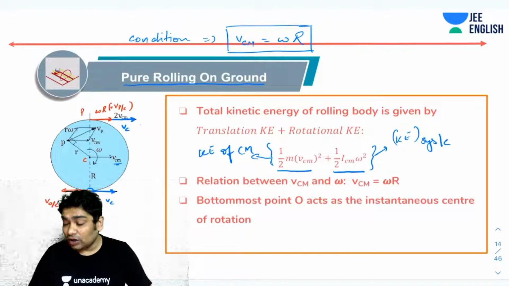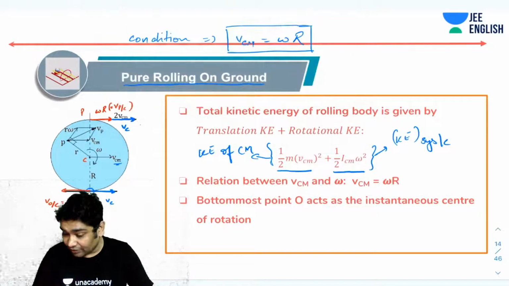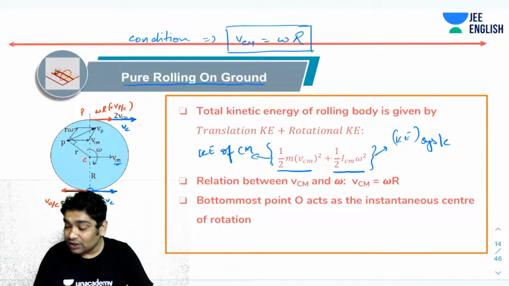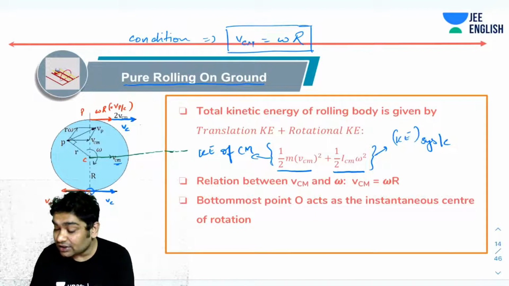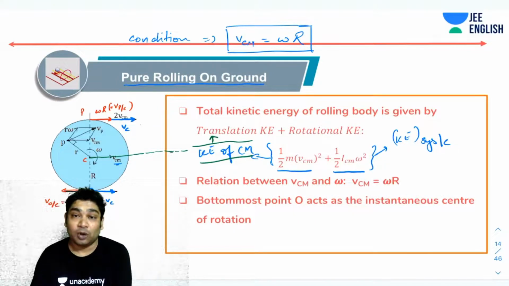Now you realize what is the motion of the CM. The motion of the CM is translation, right? If you look at the CM, what is your CM doing at all points? Your CM is translating in a straight line like this. So this kinetic energy is also called the translational kinetic energy of the body.